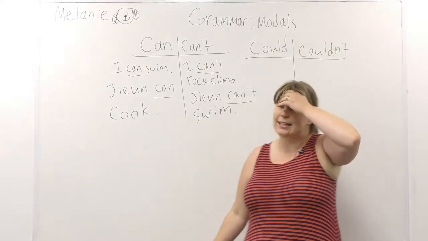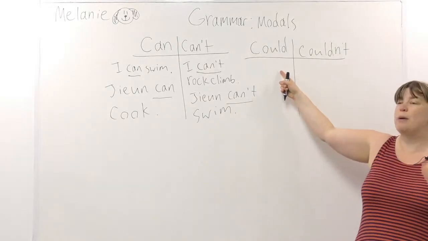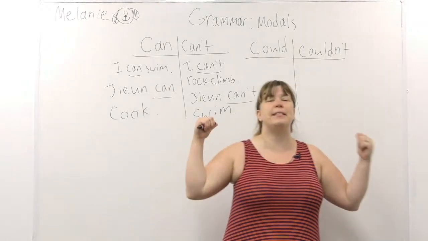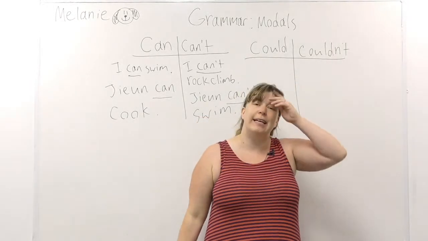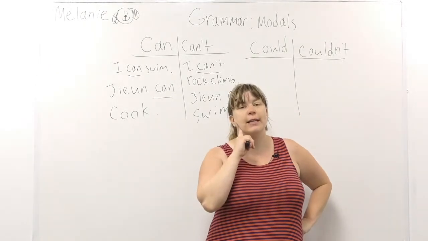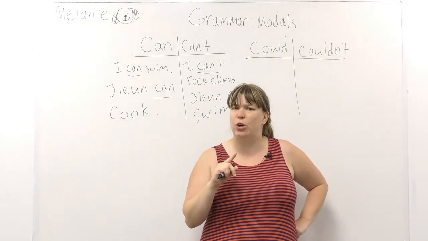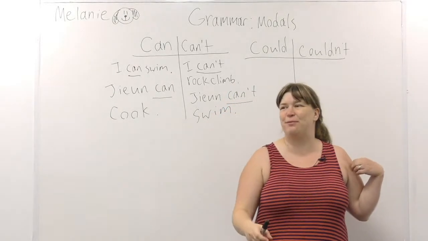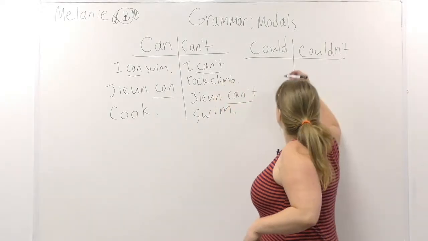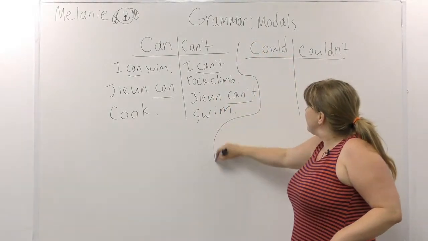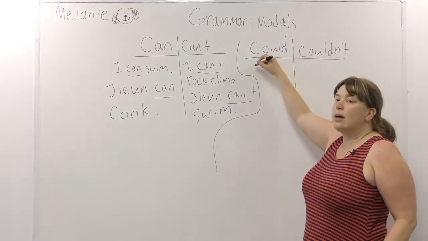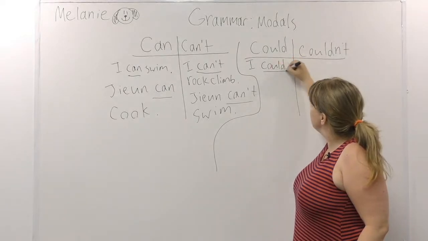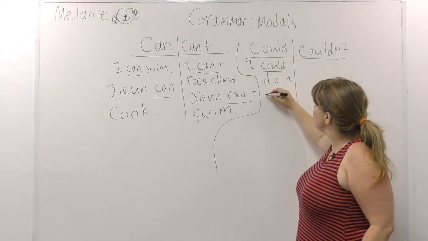Love to see it. Now, could expresses past tense. Something that you could do in the past. Let's say, for example, what could I do in the past? Oh, okay, so I got your name correct. Thank you for confirming. Sorry, it's getting a little bit messy here. So in the past, I could do a cartwheel.